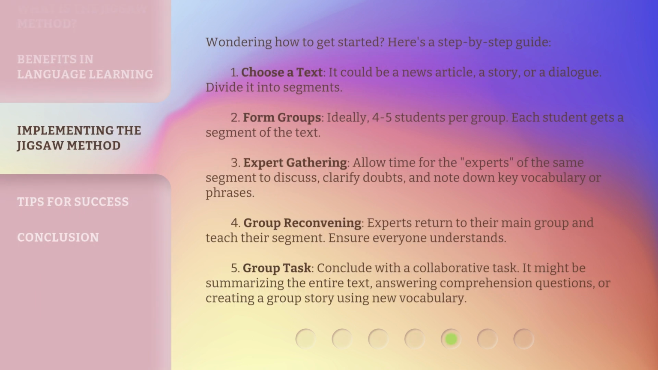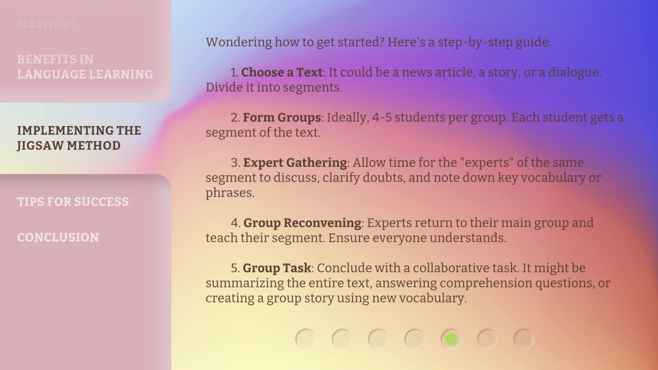Wondering how to get started? Here's a step-by-step guide. 1. Choose a text. It could be a news article, a story, or a dialogue. Divide it into segments. 2. Form groups. Ideally, 4 to 5 students per group. Each student gets a segment of the text.